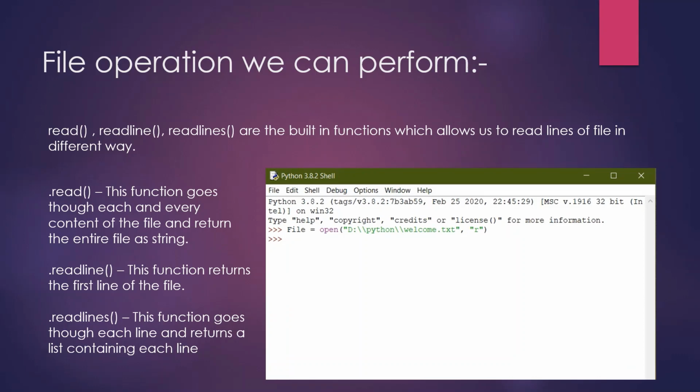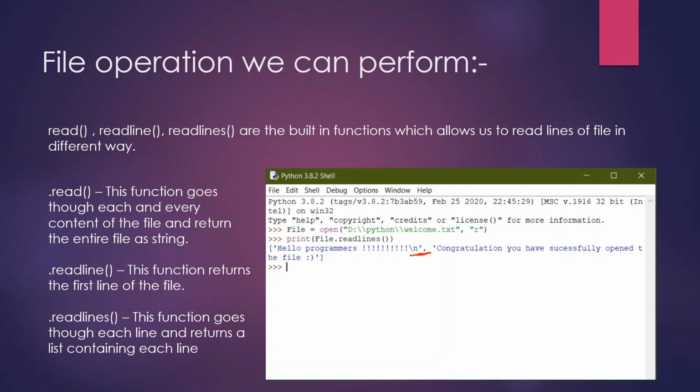Next function is the readlines function. This function goes through each line and returns a list containing each line. Let's see this in action. Print followed by the file dot readlines. Now as you can see that a list has been printed which contains each line with them. But wait, why this \n character has been given here? It is because the \n represents a new line character.